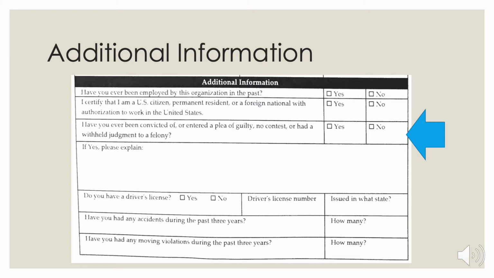Next, they are asking about your criminal background, if you have one, based on the qualifications in the box to the left. Check yes or no. If you said yes, the next box down gives you room to explain the situation and what happened.